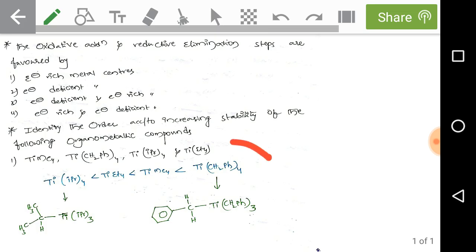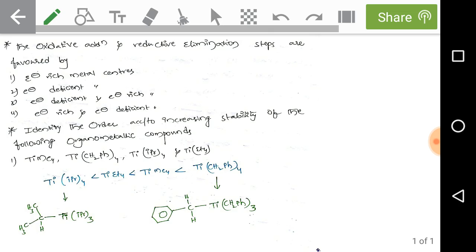Now come to tetrabenzyl titanium, where we have alpha hydrogens but no beta hydrogens. In that case, there is no beta hydride elimination. That's why it is the most stable organometallic compound among the given species. So from left to right, the stability increases due to decreasing beta hydride elimination.